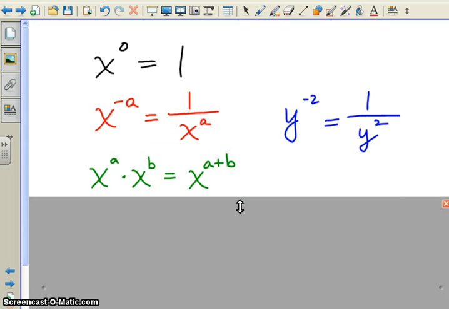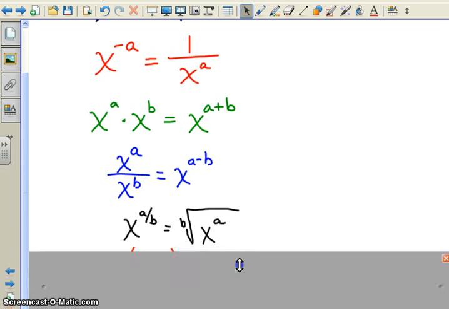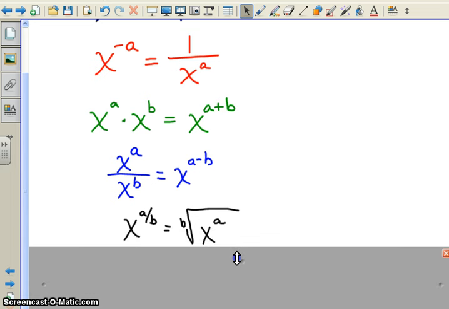Next law, when we're multiplying things with the same bases, you add the exponents. When we're dividing with the same base, we subtract the exponents. When the exponent is a fraction, it creates a radical. The denominator of the fraction tells us what root we're taking, and the numerator of the fraction tells us the exponent, or the power that we're doing it to.